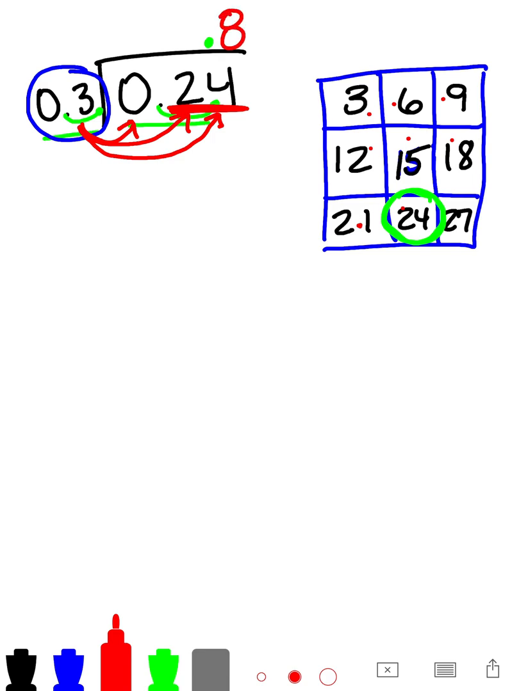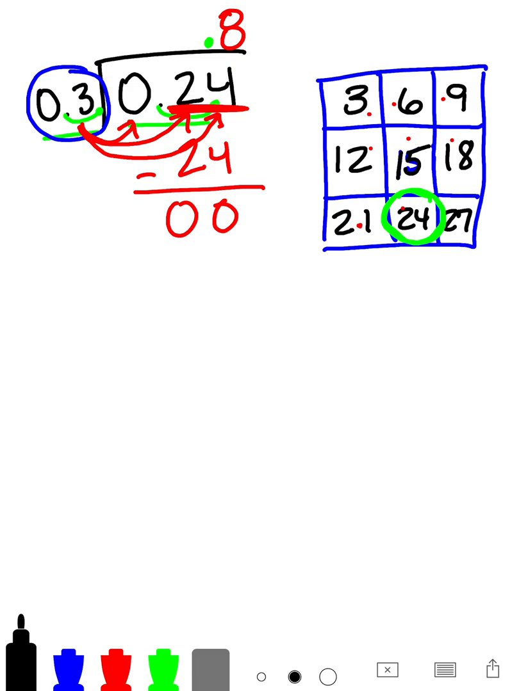8 times, okay? So I place my 8, and I'm going to do my multiplication. 8 times 3 is just 24, and we subtract. We have no more numbers to bring down. We don't have a remainder, so our answer is 0.8. Now, one thing we do have to add to our answer here is that 0 in front of the decimal point, because there is no whole number, we put 0 as a placeholder, okay?